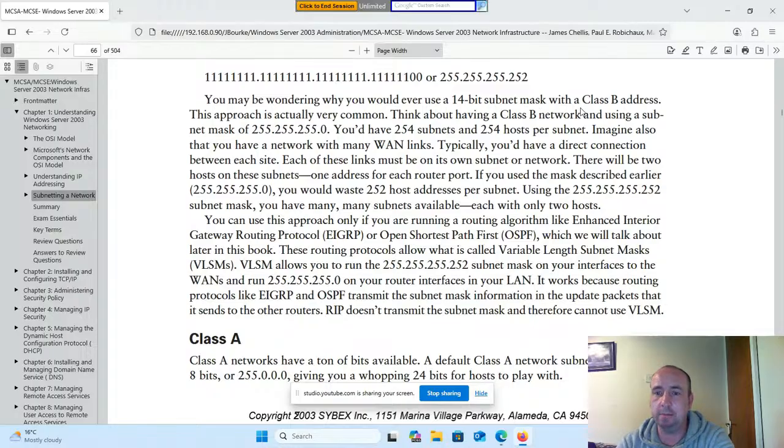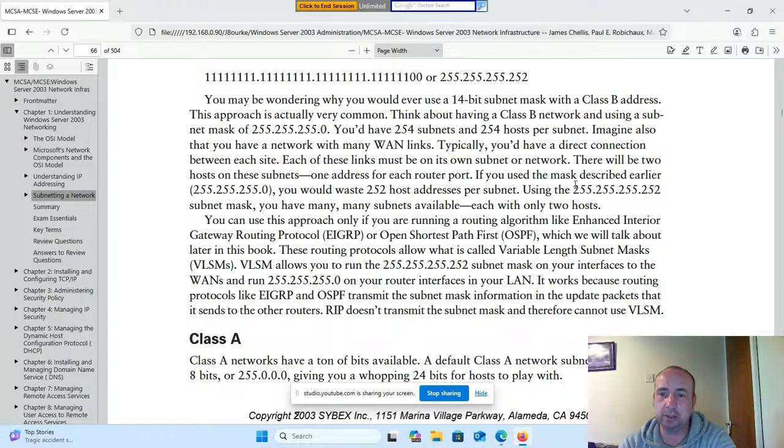You may be wondering, why would you ever use a 14-bit subnet mask with a Class B address? This approach is actually very common. Think about having a Class B network and using a subnet mask of 255.255.255.0. You would have 254 subnets and 254 hosts per subnet. Imagine also that you have a network with many WAN links. Typically, you'd have a direct connection between each site. Each of those links must be on its own subnet or network. There will be 2 hosts on these subnets, one address for each router port.